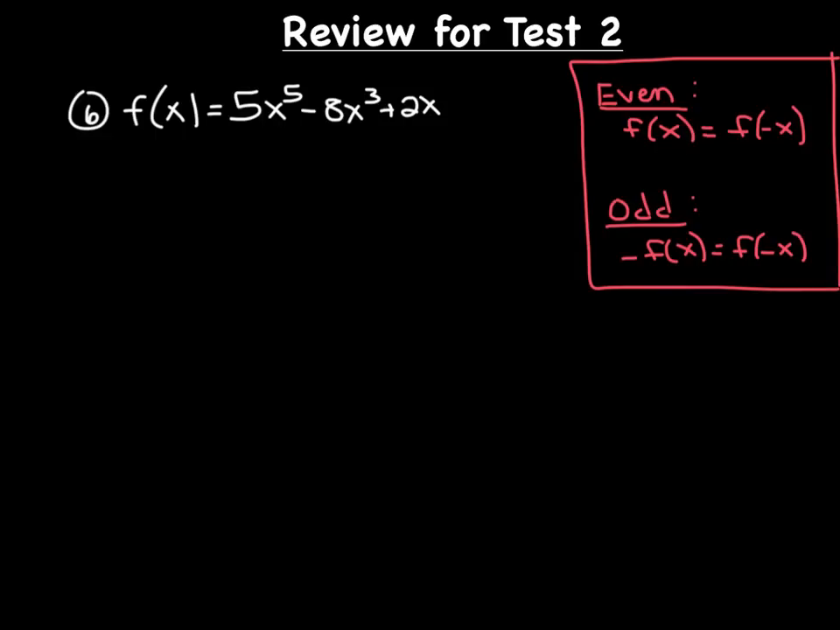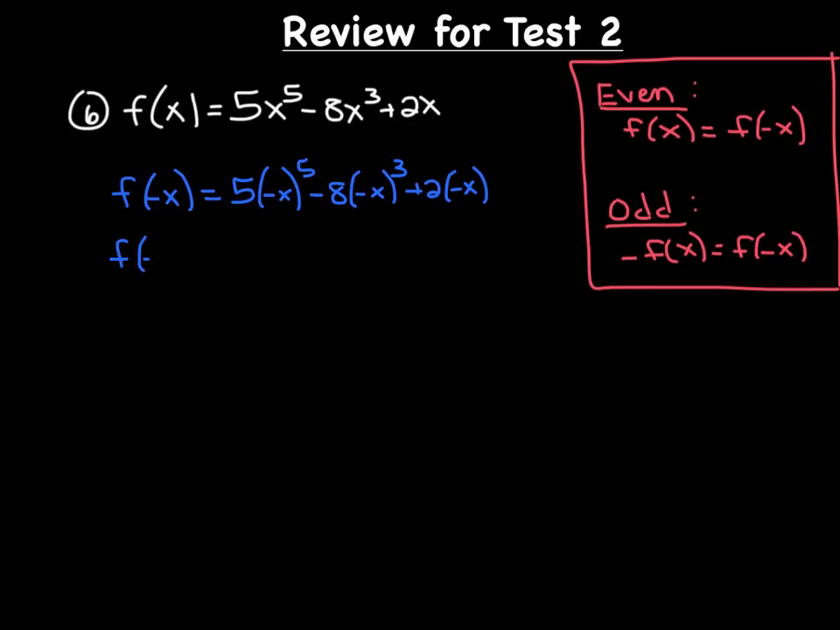All right, so we'll do f of negative x. All that means is you're going to replace all of your x's with a negative x. And make sure that when you do that, you put them in parentheses. Now if you recall, when you take a negative and raise it to an odd power, it's negative. When you take a negative and raise it to an even power, it's a positive. All right, so let's keep that in mind.